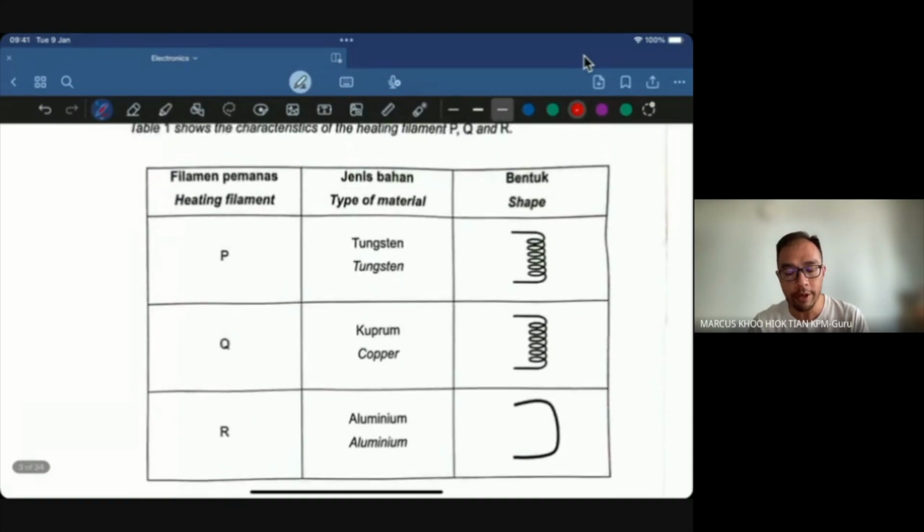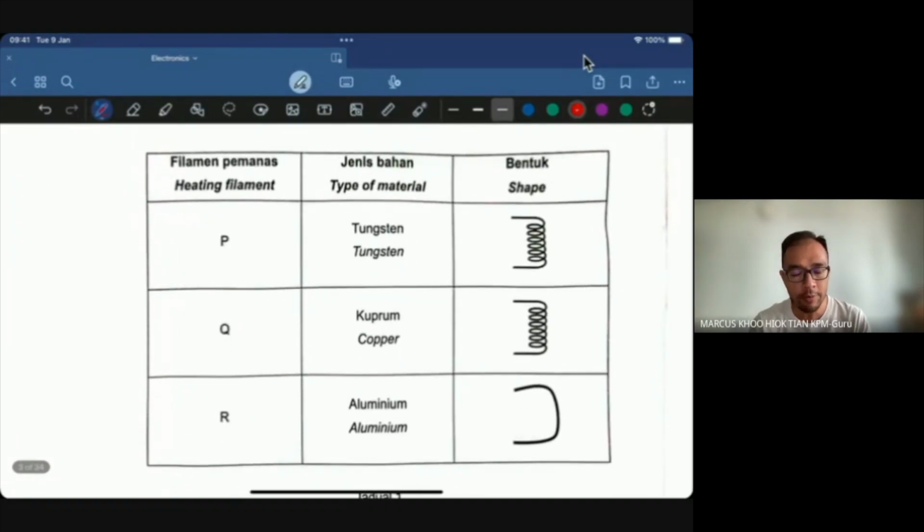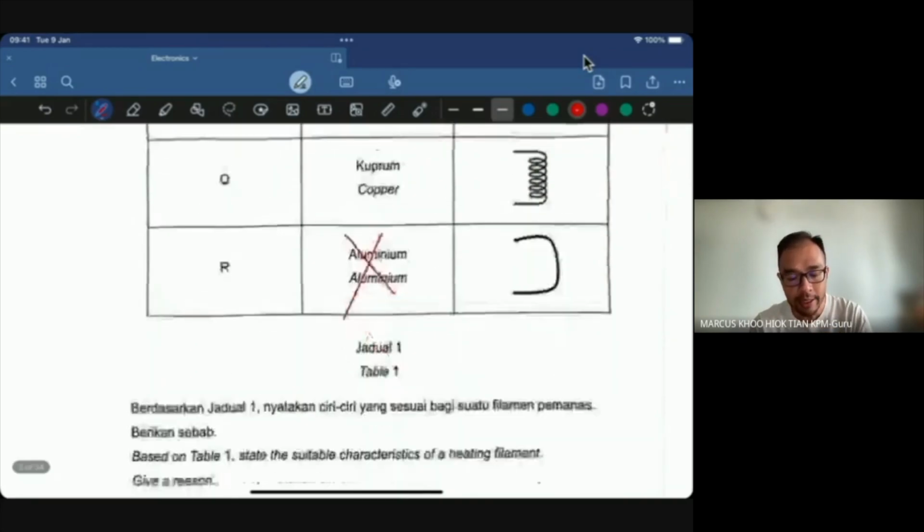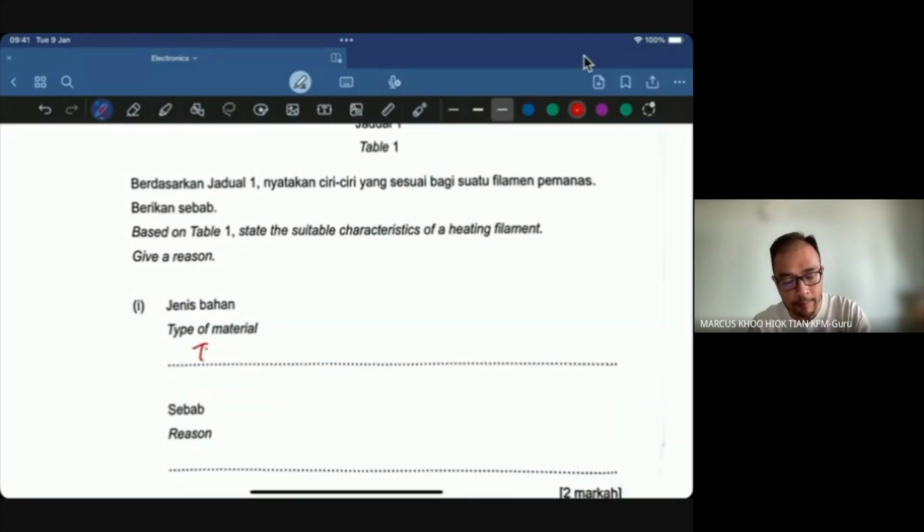So type of material: tungsten, copper, aluminium. Definitely, what we can rule out is aluminium. Okay, this is not even part of the discussion. So the idea is tungsten and copper, and we know that the biggest difference between tungsten and copper is its resistance. That's why I keep telling you all, memorize the metals or wires with high resistance and memorize the wires with low resistance. In this case, we want tungsten.